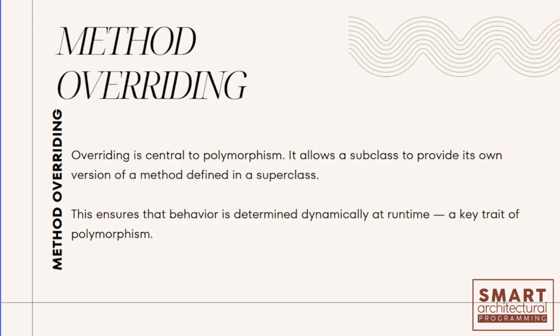So let's break this down. It allows a subclass to provide its own version of a method defined in a superclass. Animal is the superclass. We defined a method in the subclass, like the makeSound function that we covered previously, which overrides the makeSound version of the superclass, which is Animal. That makes sense? This means that behavior is determined dynamically at runtime, a very important aspect of the polymorphism we're covering in this video.